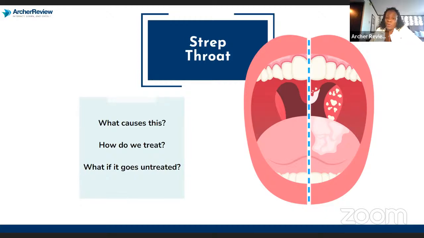But what happens if you don't treat strep, or if it goes undiagnosed for too long? Someone can develop rheumatic fever, which can impact the heart, and also kidney inflammation. So it's very important that you diagnose this correctly and get them treated. In clinic we usually do the rapid strep test.